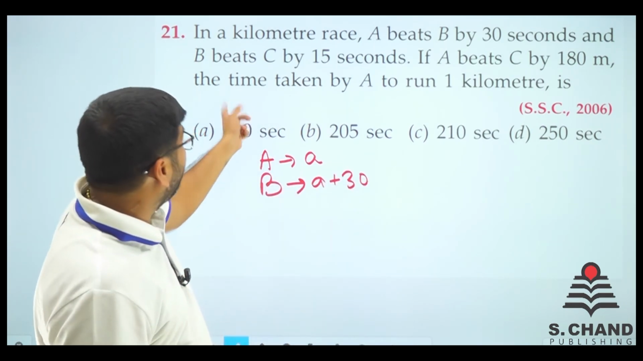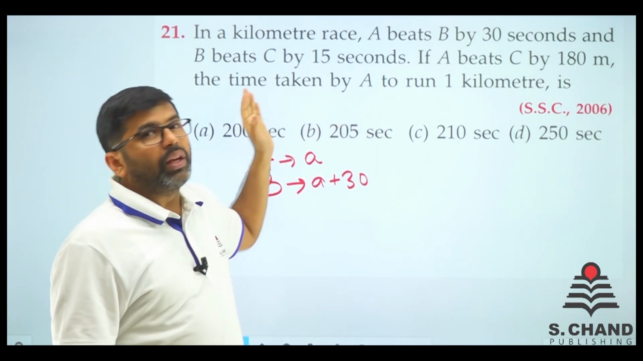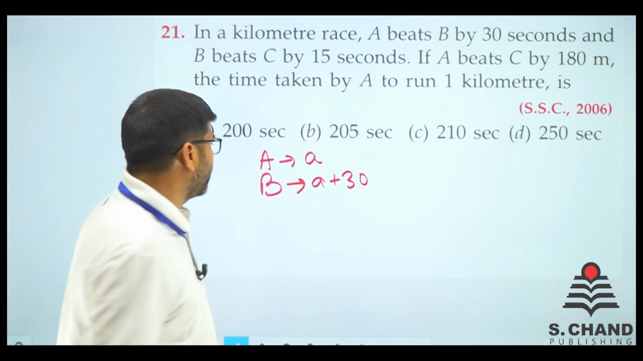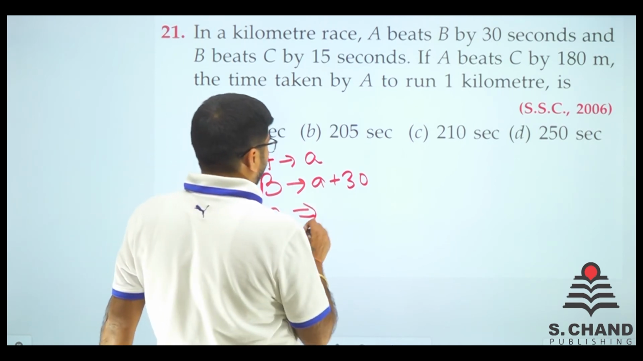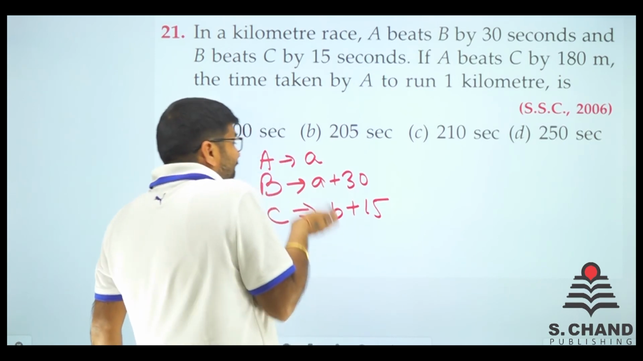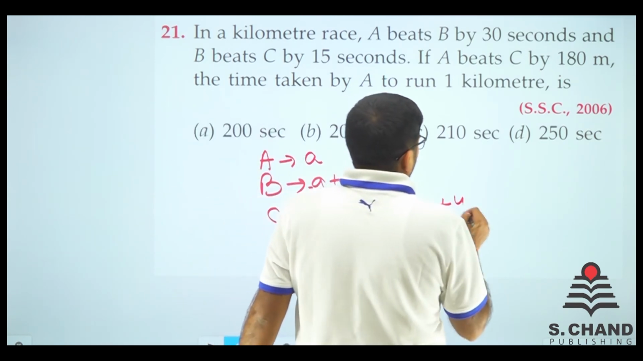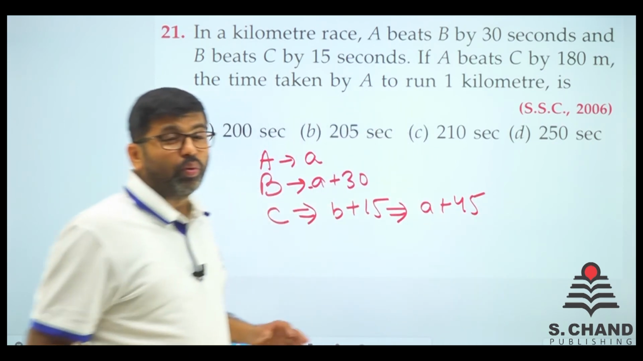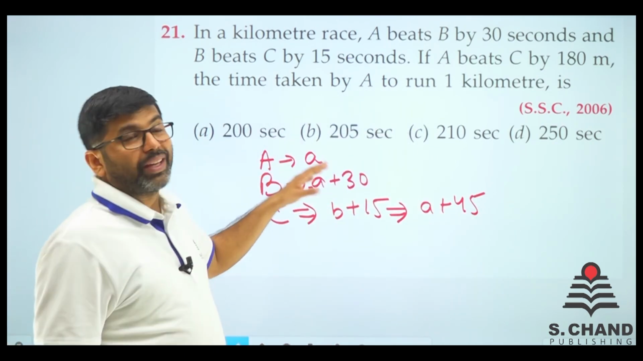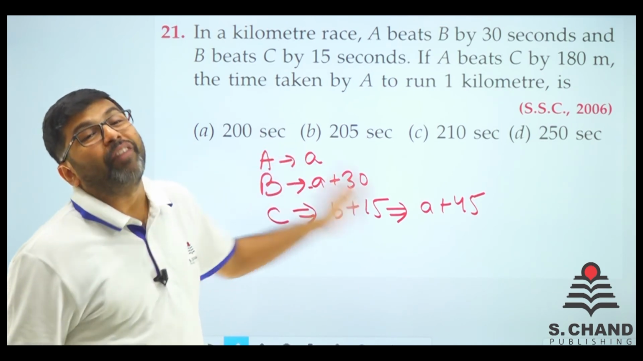Now, B beats C by 15 seconds. So, B के आगे अगर मैं चलूँ 15 seconds, that means C की value हो जाएगी B plus 15. Now, what is B? B is A plus 30. So, इसको ऐसा भी लिख सकते हैं A plus 45 seconds. यहाँ तक तो ओके, कोई प्रॉब्लम नहीं है. If A को A seconds लगे, B को obviously 30 seconds ज़्यादा लगेंगे और C को 45 seconds ज़्यादा लगेंगे.